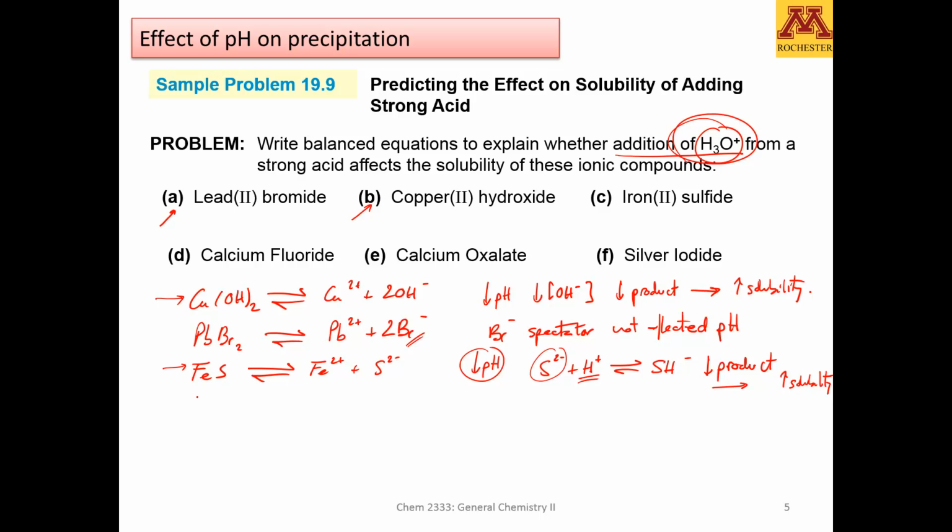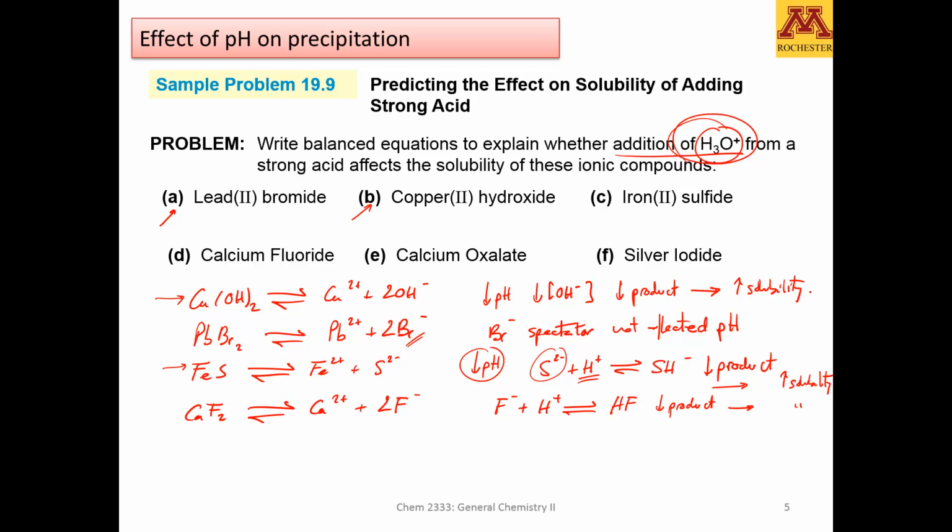All right, let's use another one. Calcium fluoride dissolves into calcium and fluoride. Again, fluoride is a weak base that reacts with acid to form hydrogen fluoride. So by adding hydroniums, I'm removing product. The product disappears. By removing product, it will displace the equilibrium to the right again, and solubility will increase again. Okay?